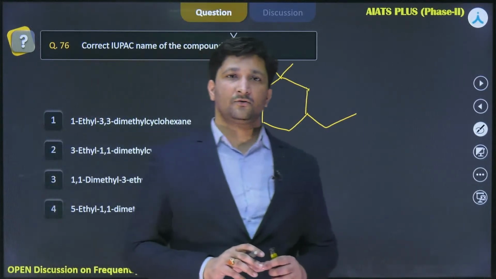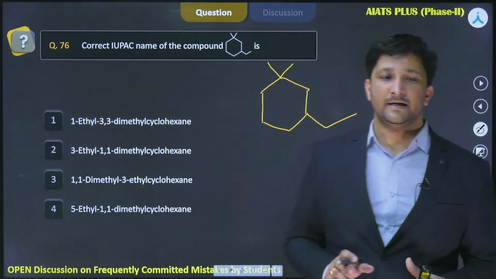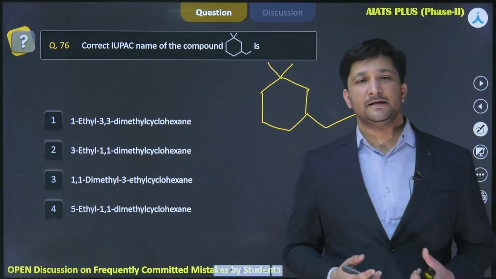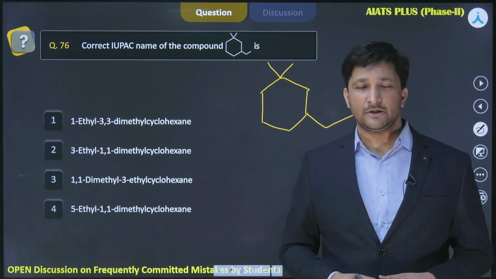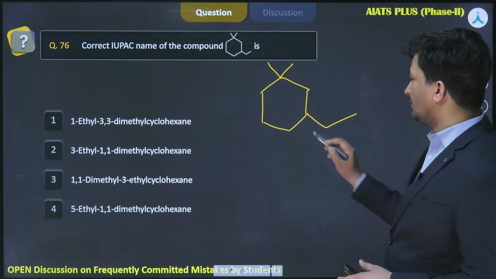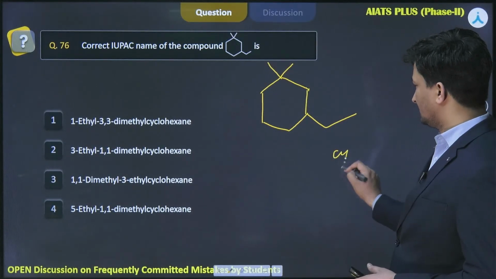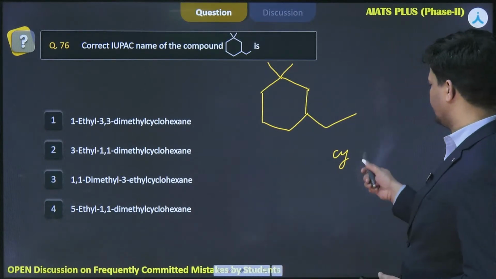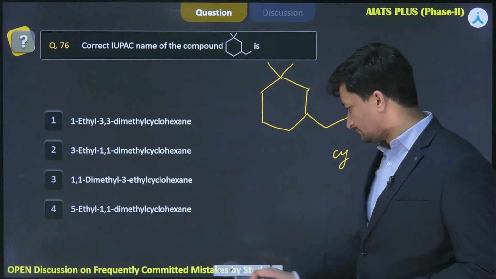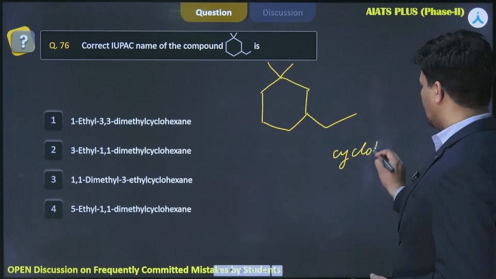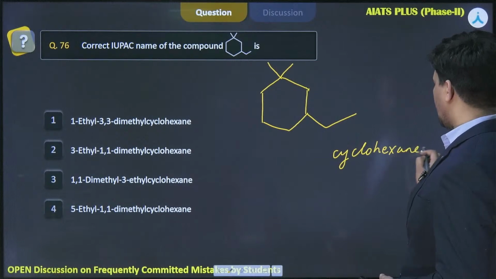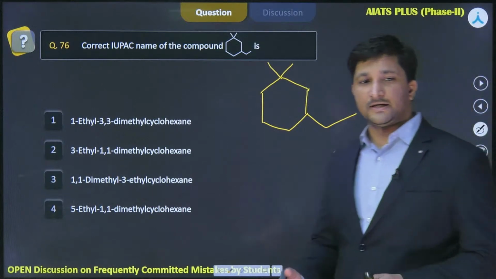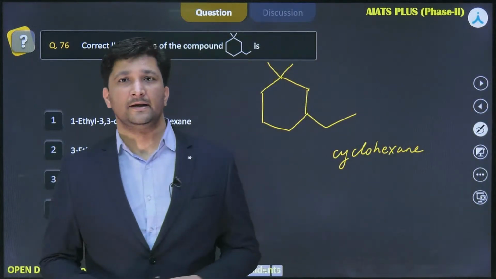Word root decides our number of carbon in the parent chain, and you can see here that as 6 carbon are there in the ring, so definitely this will be considered as our parent molecule. So we have cyclohexane, as it is cyclic. So this is the mixture of word root plus suffix, because alkane has single bond only, so it will be taken as suffix.